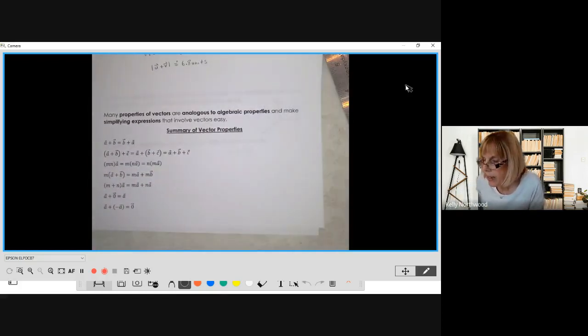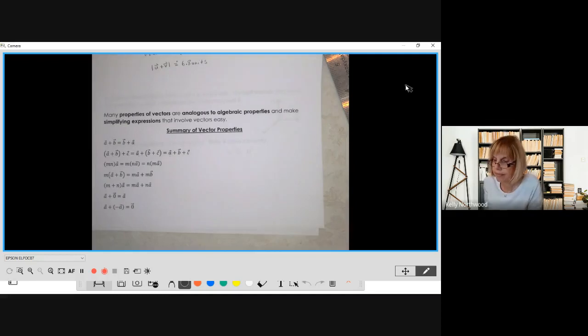All right, many properties of vectors are analogous to algebraic properties and make simplifying expressions that involve vectors easy. So here's a summary of vector properties. When you're adding two vectors, it doesn't matter whether you add a plus b or b plus a, you get the same vector. If you're adding three vectors, you can find the resultant of two added and then add the third, or find the resultant of the last two and then add that to the tip of the first, or you can just add them each one at a time and your resultant would be from the tail of A to the tip of C.